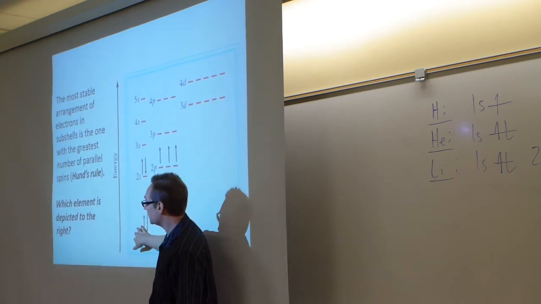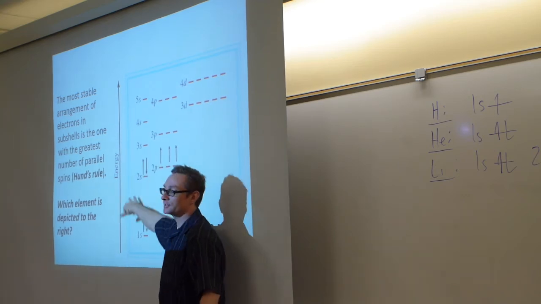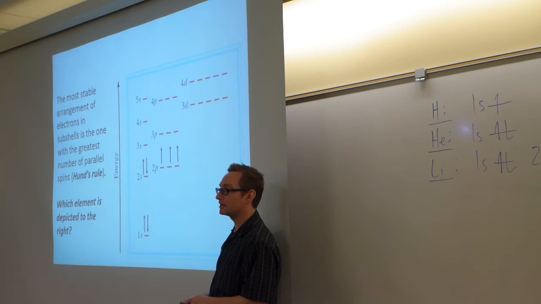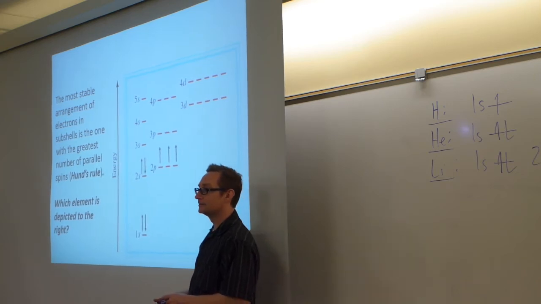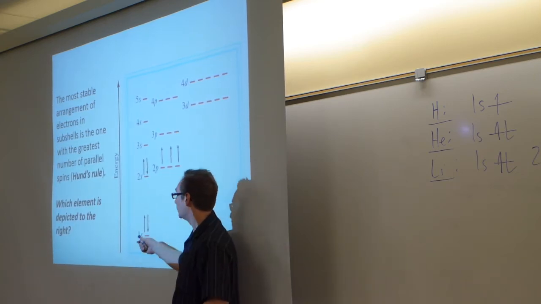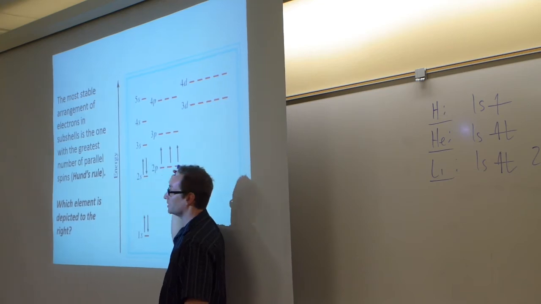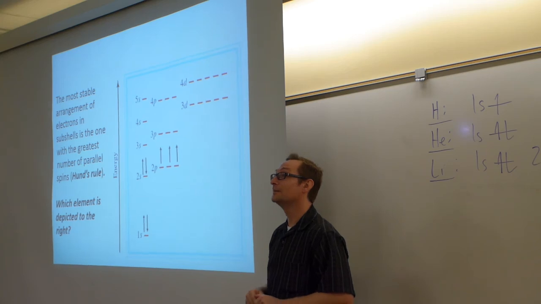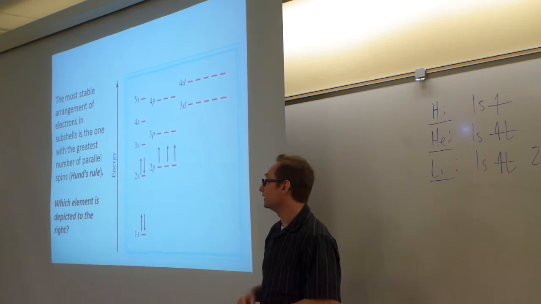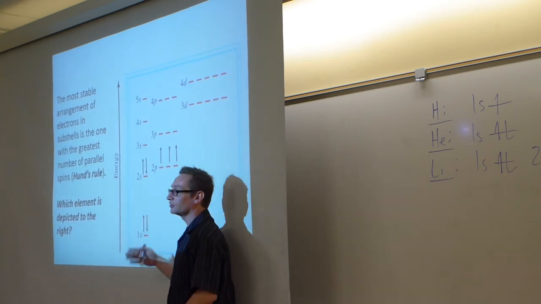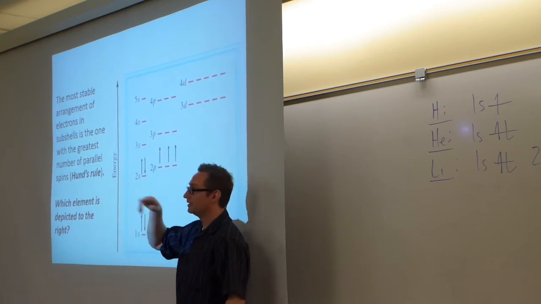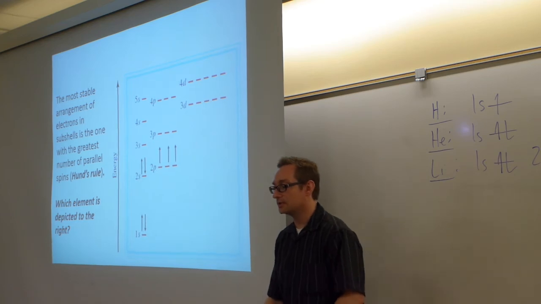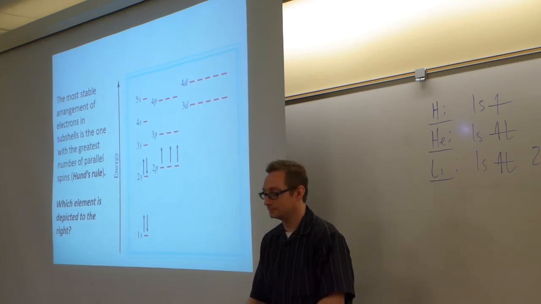Okay. Which element is depicted to the right? Which element do you think this is? Pick one from the periodic table. Nitrogen, right? 1s2, 2s2, 2p3. That's nitrogen. Or you just count how many arrows there are. Assuming it's a neutral atom, you pick 7 for nitrogen, because the number of electrons is usually equal to the number of protons for a neutral atom.